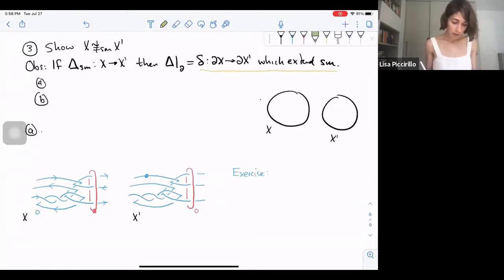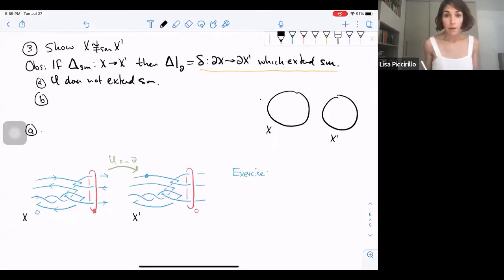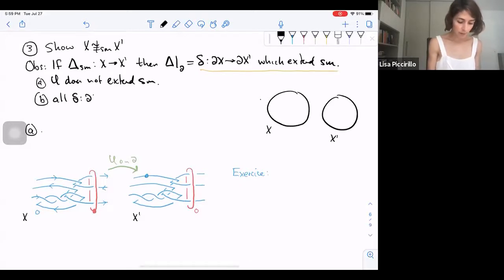So there'll be two steps to showing that. Before I tell you what they are, let's give a name to the boundary homeomorphism that God gave us, which is the one that just observes that these surgery diagrams of the boundary are bang on the same. So we'll call that phi. The first thing we're going to prove is that phi does not extend smoothly. And the second thing we're going to prove is that all homeomorphisms from the boundary of X to the boundary of X prime are isotopic to phi.